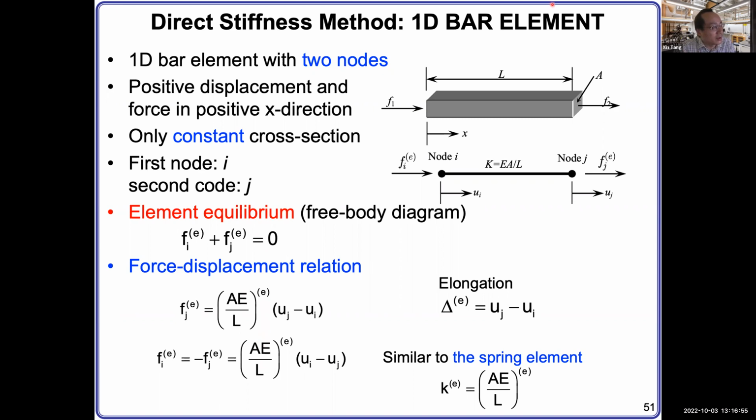The only difference here is that it is not a spring. Now this material has new capabilities. In this case, of course, U_j minus U_i is the net change in elongation of this bar, and similarly EA divided by L is the spring constant of this bar element. Now these are all straightforward, but make sure you understand, and you can derive it by yourself. Then it will become very solid in your brain. Okay.